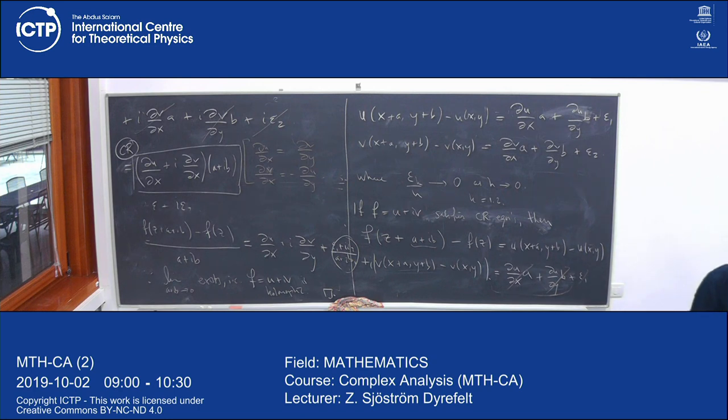Is using the expansion the part where it is used? So you need continuity. Where do we use the continuity of the partial derivatives? Yes, because here. This function?